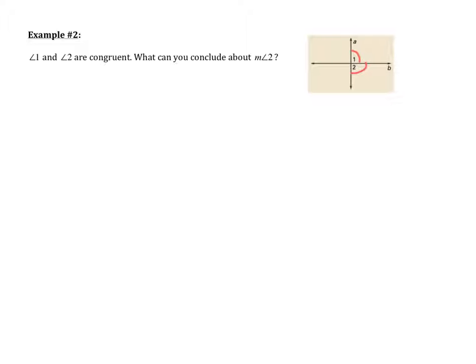So therefore, what can I conclude about the measure of angle 2? I can conclude that the measure of angle 2 is 90 degrees. Since again, I have a pair of congruent angles that are a linear pair, that means they're forming the straight line, which is 180 degrees. So if these two angles are congruent, that means they have to both be 90 degrees, since 90 plus 90 would equal 180.